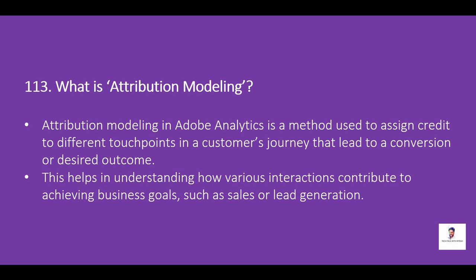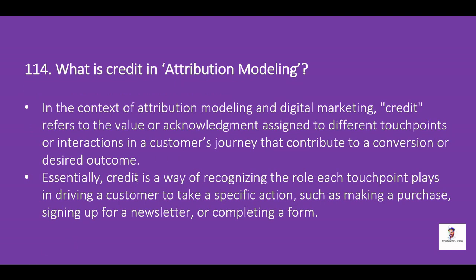Now there are two key terms in this answer. One is the touch point and the second one is credit. Let's understand each one by one. So the question can be, what is credit in attribution modeling, or what do we understand by credit? In the context of attribution modeling and digital marketing, credit refers to the value or acknowledgement assigned to different touch points or interactions in a customer's journey that contribute to a conversion or desired outcome.